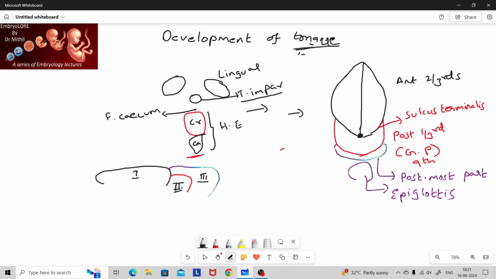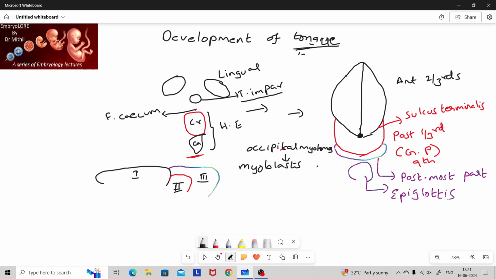Okay, so that is one important point to be noted here. Now after this one, this is more or less about the mucous membrane. Now what about the muscles of the tongue? The muscles of the tongue are developed from the myoblasts that migrate from the occipital myotome. So now we can say the muscles of the tongue are derived from the occipital myotomes.